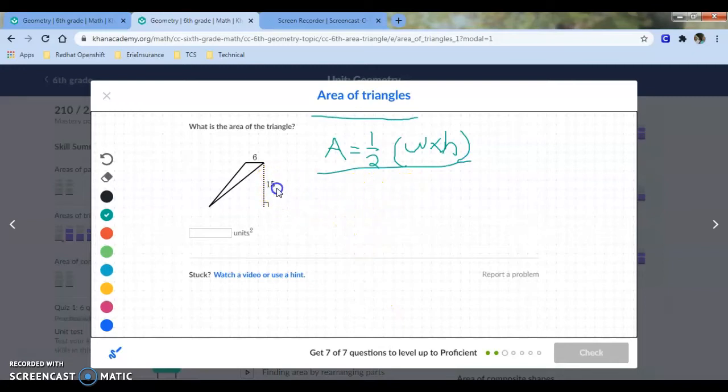So, this is the height, and this is the width. So the first thing we need to do is 15 times 6, which is 90, and then there's like 1.5 in the formula after you multiply width times height, which is this.